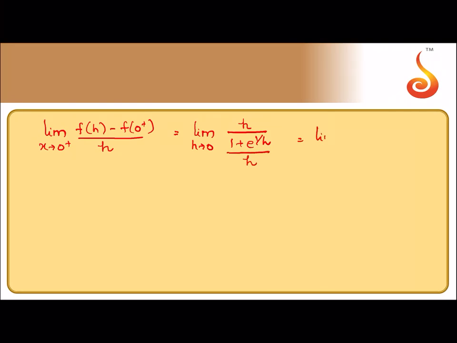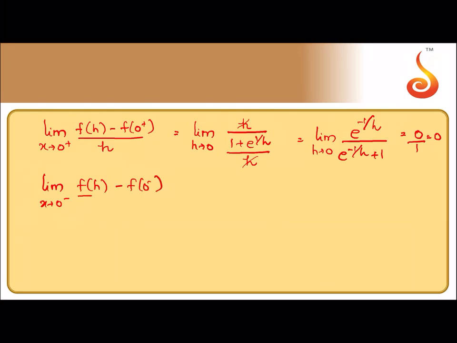So this will give you limit h tending to 0 plus. So what we write is h by 1 plus e to the power 1 by h, divided by h. So this can again be written as limit h tending to 0, e to the power minus 1 by h by e to the power minus 1 by h plus 1. h and h will obviously cancel. So this will give you 0 by 1, which is equal to 0.